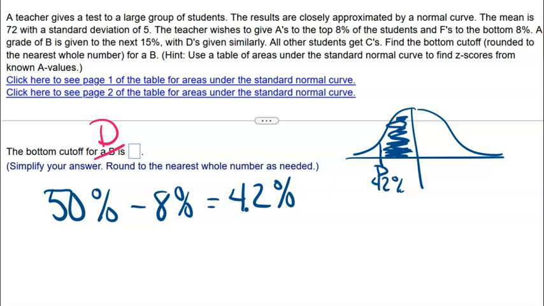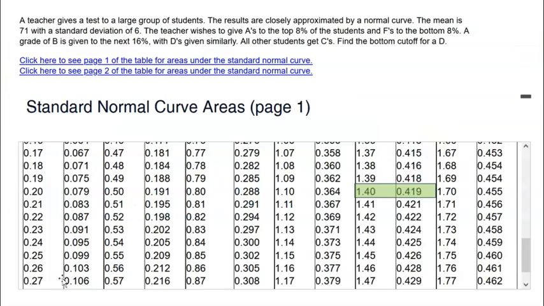So then I need to go to my table, and I'm looking for what z is associated with an area of 0.42. I'm just trying to find that z value. Okay, so let's go to the table. Hey, look at that. And I have it highlighted. Why do you think that is? Well, I'd already looked it up.